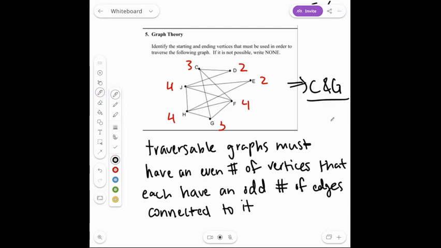And you can also see that this C and G can be in either order, so it doesn't matter which one you write first. You can also try it yourself to check if you can find a traversing path through this graph, starting at C and ending at G, or vice versa.